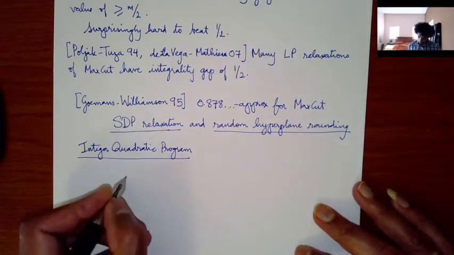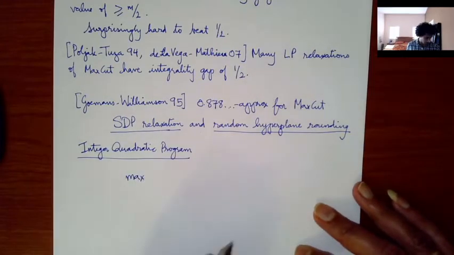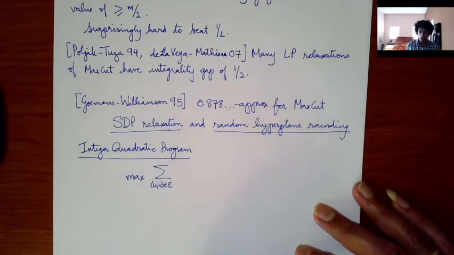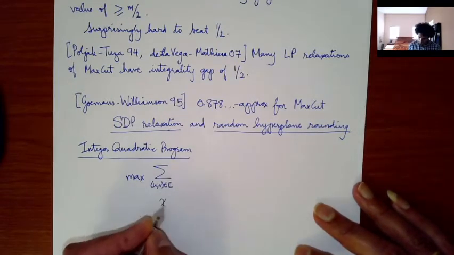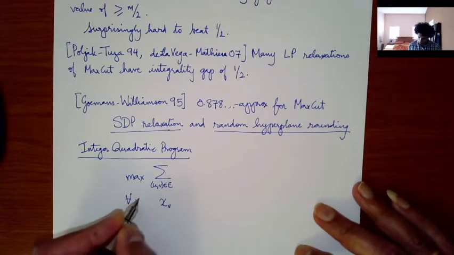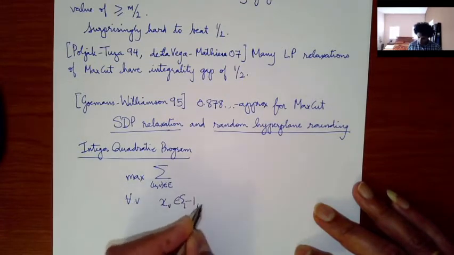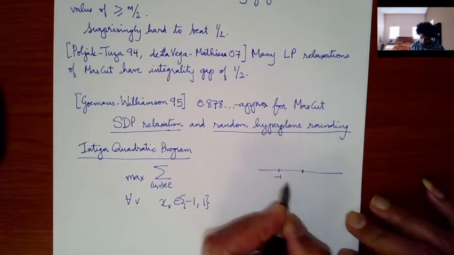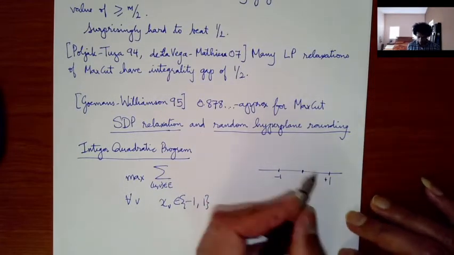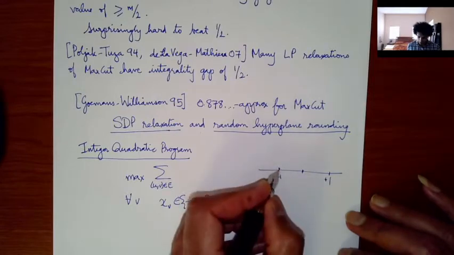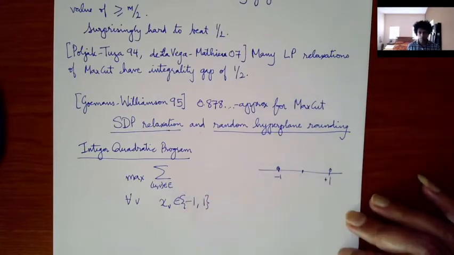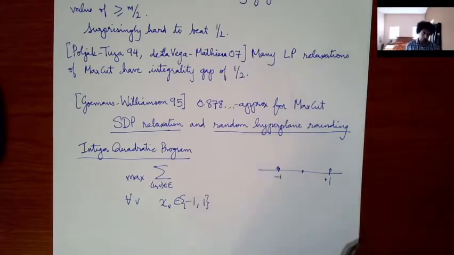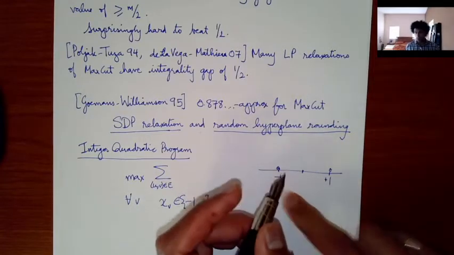Surprisingly simple program. It just says maximize. For all edges uv, we want to cut them. So for all vertices v, xv is either going to be -1 or +1. Think of it as here's -1, here's +1. Every vertex has to be placed either here or here. If they're placed on different sides, the edge is cut, and if they're placed on the same side, the edge is not cut.